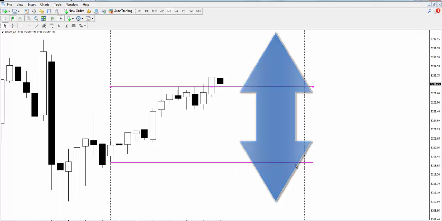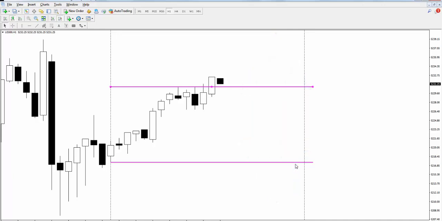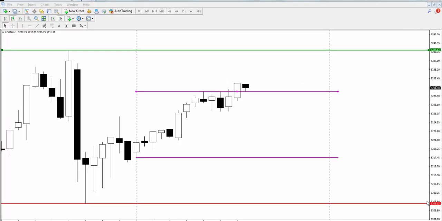The other thing I'm going to do, very important, is put on the high and low of yesterday. The reason I do that is because I like to orientate myself. Where am I? Am I at the top or am I at the bottom of yesterday's candle? So with that done, we have a very clear idea of where is high in this market and where is low.